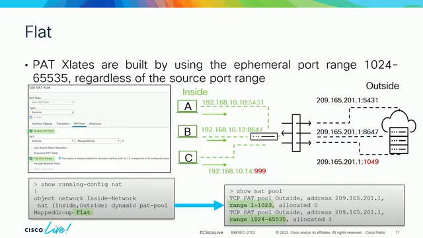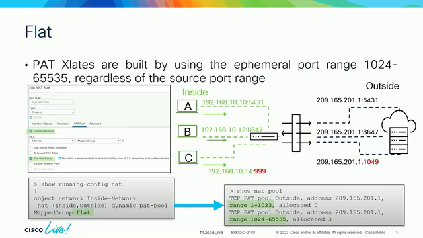The second PAT pool option that we will talk about is flat. And I want to make a special highlight here, because flat is highly related to how dynamic PAT operates in clusters starting with firewall 6.7. So when using the flat keyword, the PAT XLATEs are built by using the ephemeral port range from 1024 to 65,000, regardless of the source port of the packet. The way we configure flat is similar to what we did with round robin.